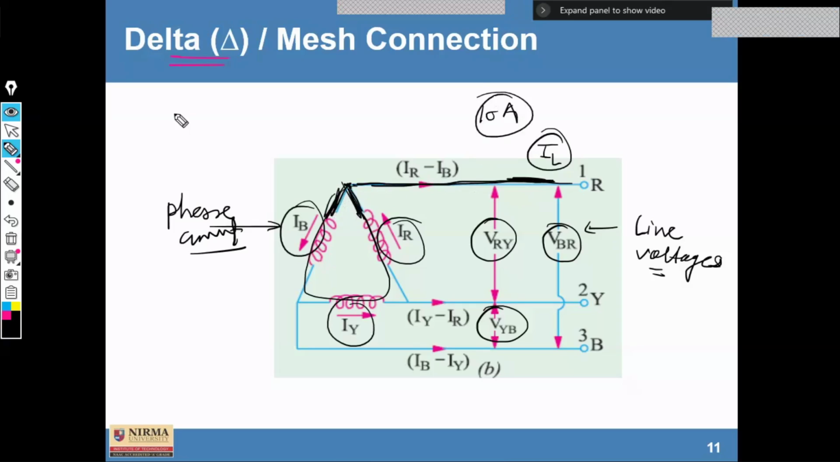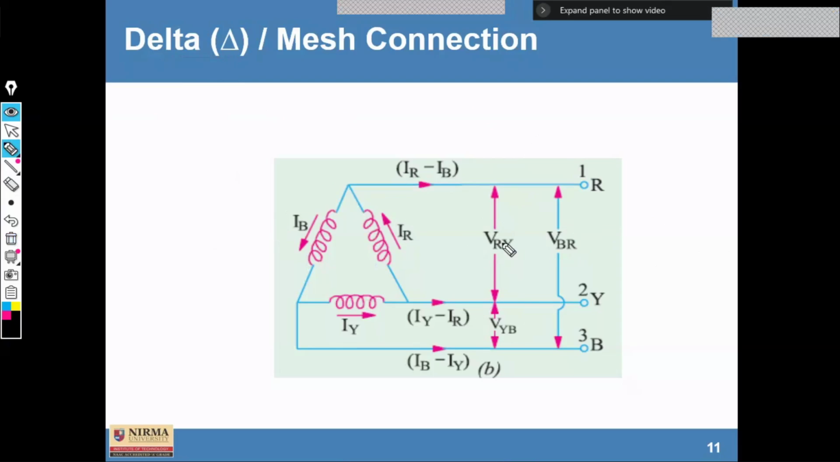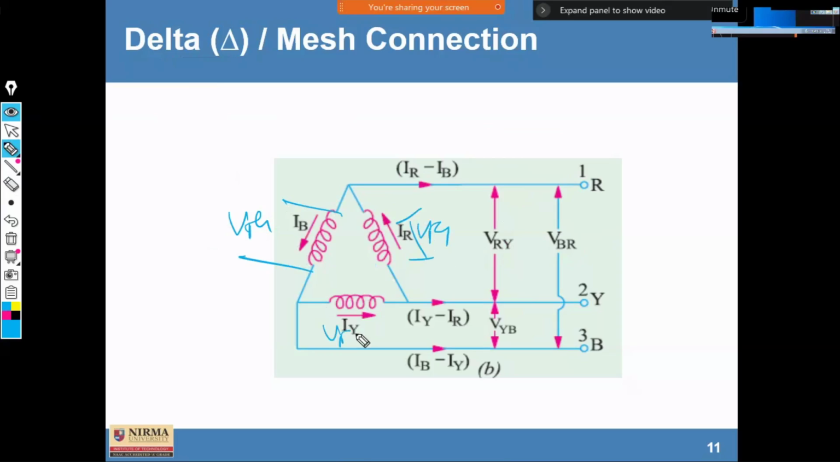It means line current and phase current are not the same here in delta connection. But what is the difference? There is a relationship: IL is equal to root 3 IPH. That is what we are going to derive. Now, what about the voltages? So the voltage across this phase is VPH or EPH. This is VPH. This is also VPH.